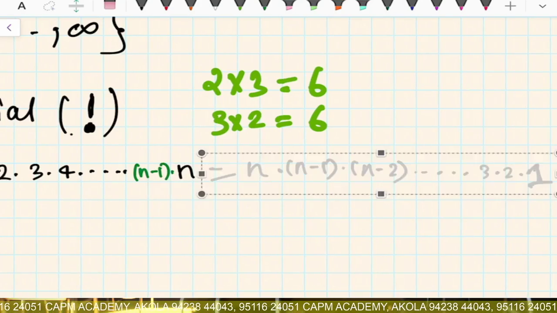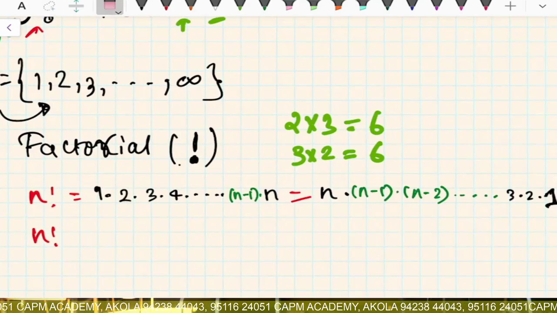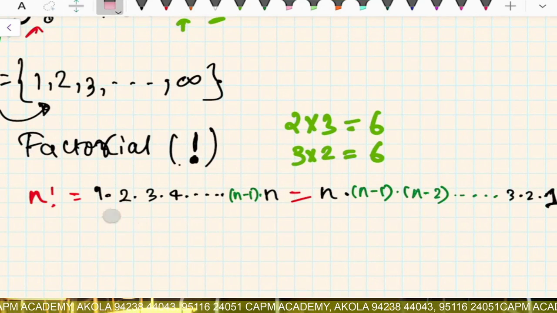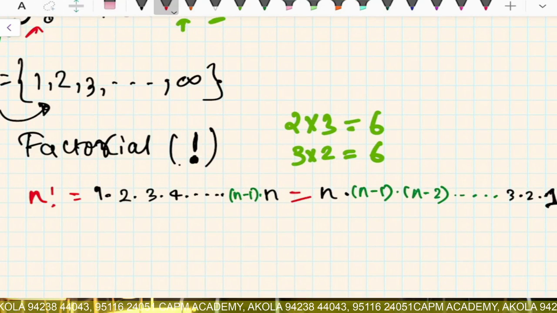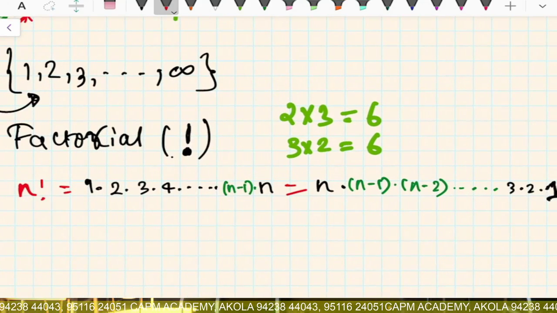They are same. So whether I write factorial in this way or in this way, it doesn't matter. What matters is there is a multiplication of first n natural numbers. So if I want to say the general definition of factorial, this is what factorial is.